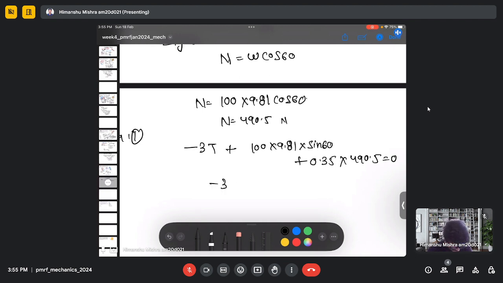So it will be minus 3T plus 849.57 plus 171.675 equal to 0.